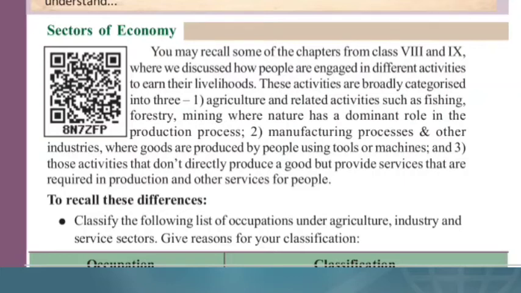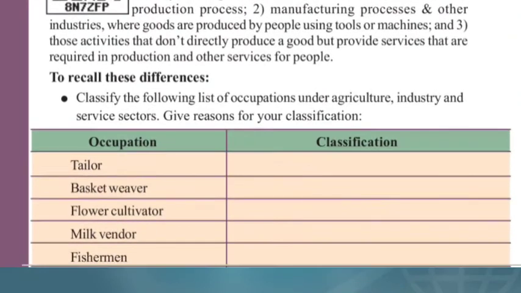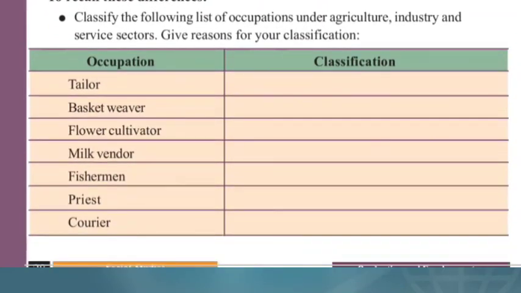You can observe the table here. Identify based on what is mentioned. First one given, tailor. A tailor produces clothes, and he belongs to the service sector. Understand? Next one, basket weaver.